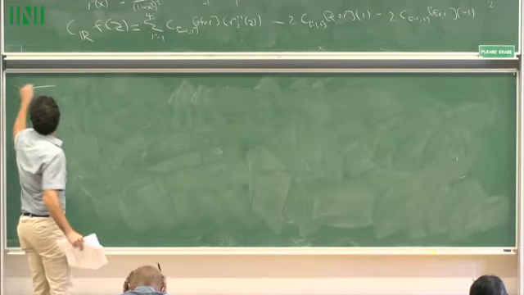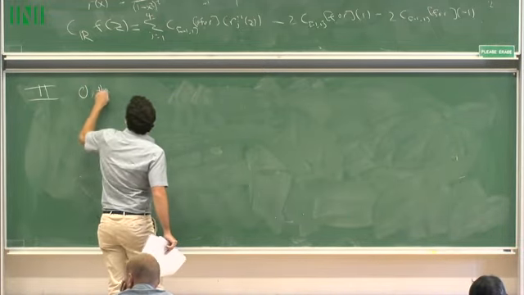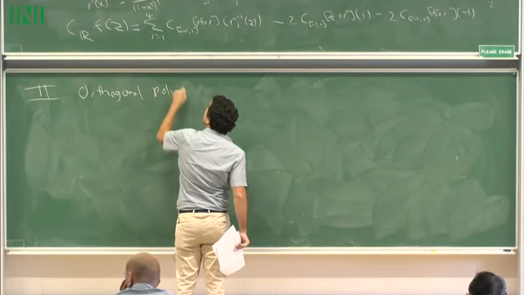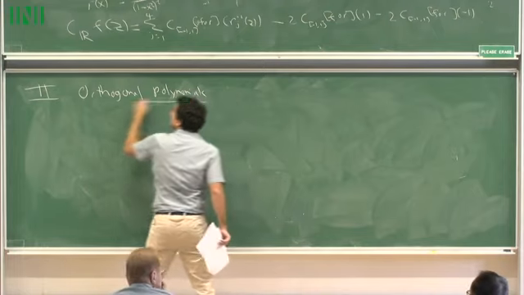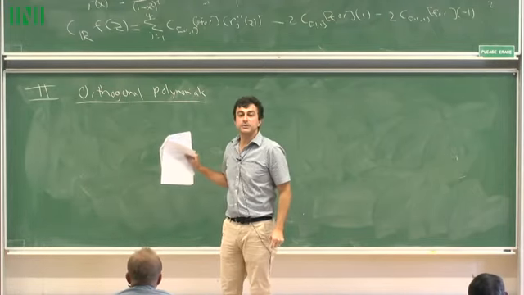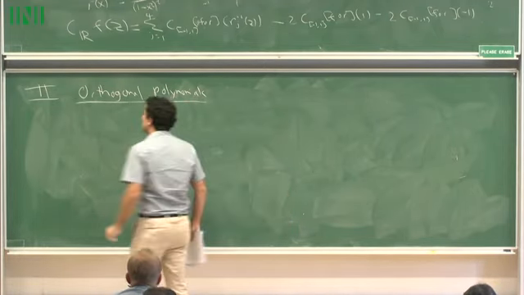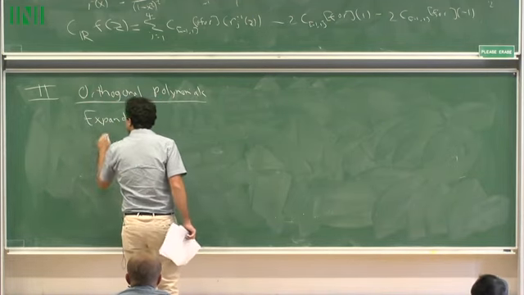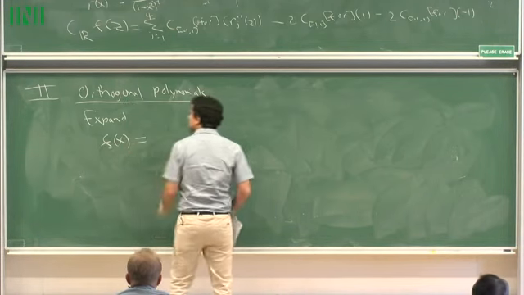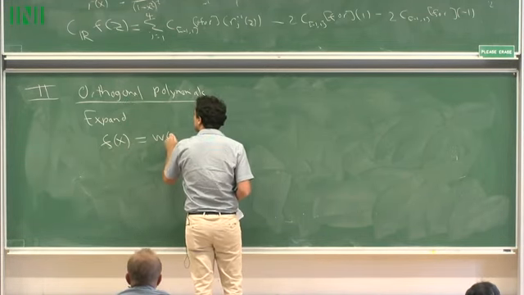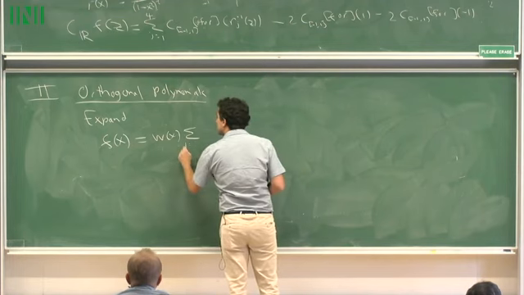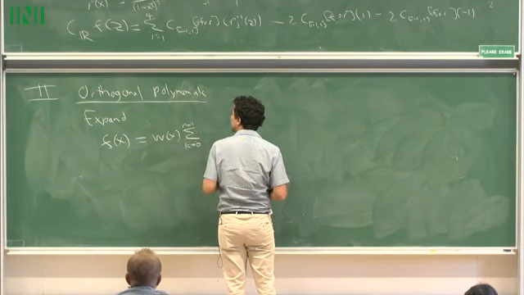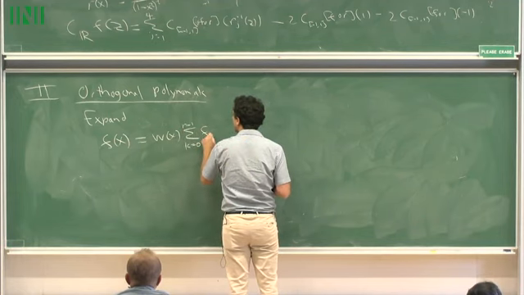So this gets us to part 2, orthogonal polynomials. The idea is, don't do quadrature. Instead, what are we going to do? We're going to expand f of x in an orthogonal polynomial expansion.